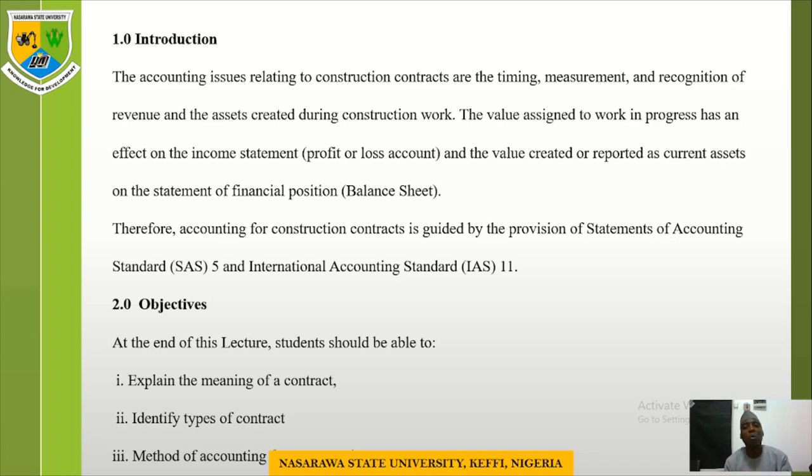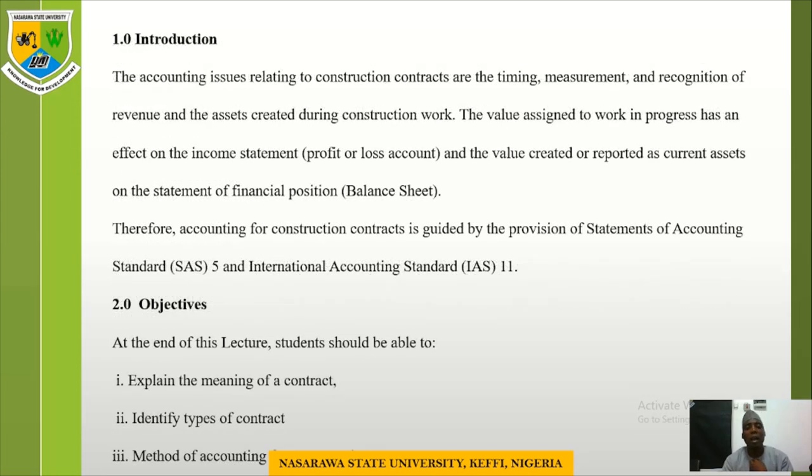the Statement of Accounting Standard 5 was the actual standard issued under the Nigerian Accounting Standards Board, the body responsible for the regulation of accounting standards in Nigeria, that is the local standard. But now that Nigeria has adopted the International Accounting Standards alongside other nations, the standard that regulates the preparation of accounting for construction contracts is now IAS 11. So we remind you of what the standard was in the local GAAP, before the international standard. SAS 5 and IAS 11 are the standards that regulate the preparation of accounting for construction contracts.